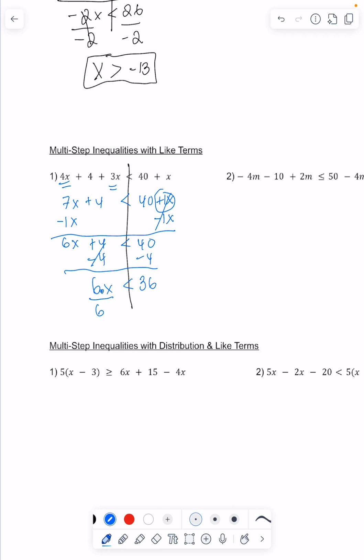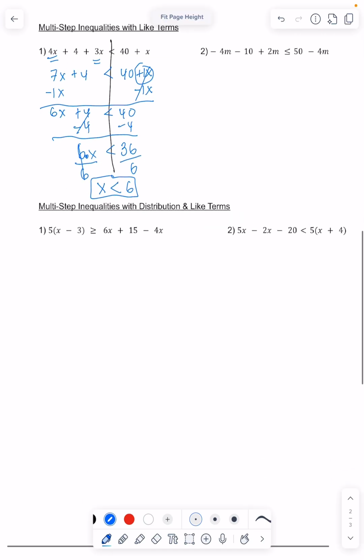Isolate the variable, so we want to cancel that 6 to leave x by itself. So we do that here. And x is less than 36 divided by 6 gives us 6. So the answer are all the values of x that are less than 6 in this case.